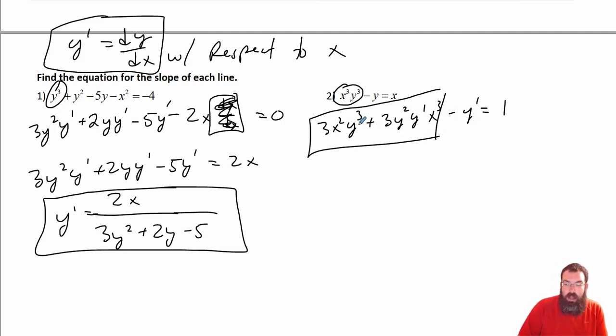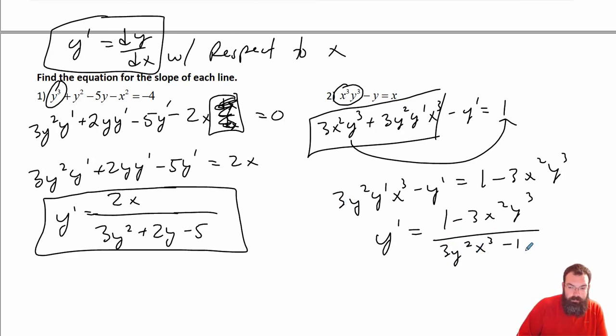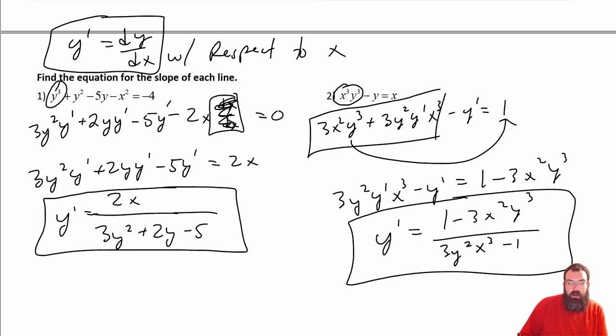All right. I want to keep all my y primes over here. I'm going to move this over. So I get 3y squared y prime x to the third minus y prime equals 1 minus 3x squared y to the third. Factor out my y prime and then divide by it. So when I factored it out, I get 1 minus 3x squared y to the third over, now divide by what I factored, 3y squared x to the third minus 1. Right? I think that's right. Yep, that's what I got. Okay, there is our answer there.